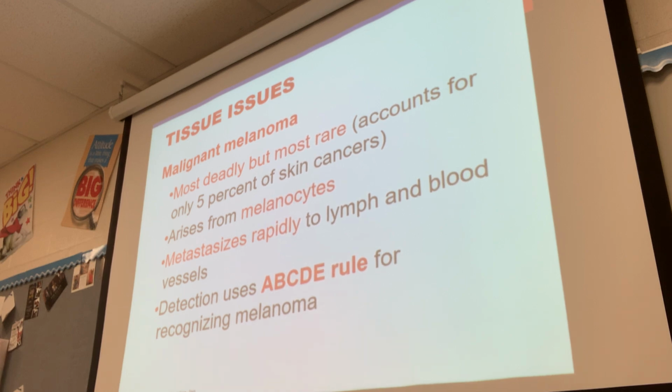So that's why it's important to be aware of your body. And if there is a large mole or something, just pay attention to it and make sure that it's not changing shape or anything.